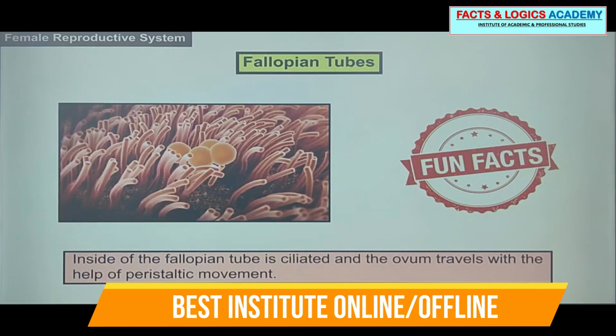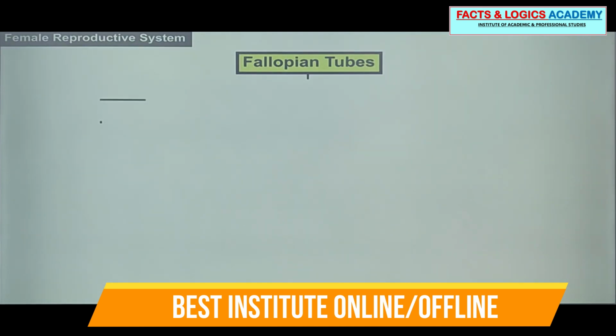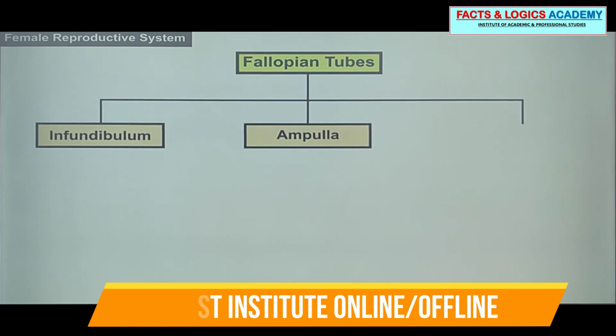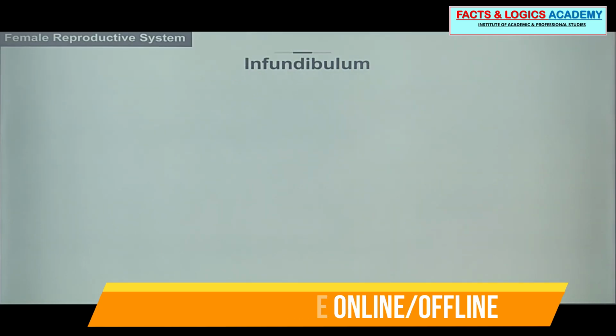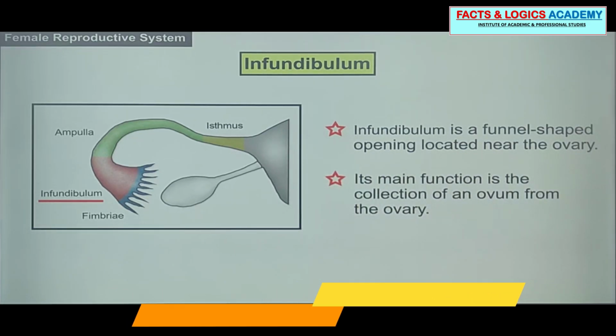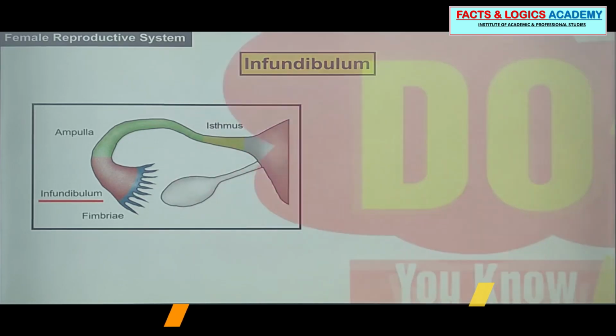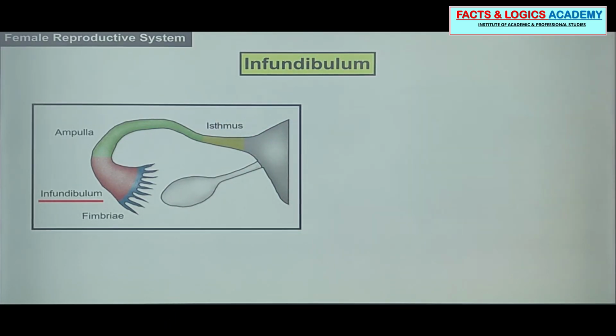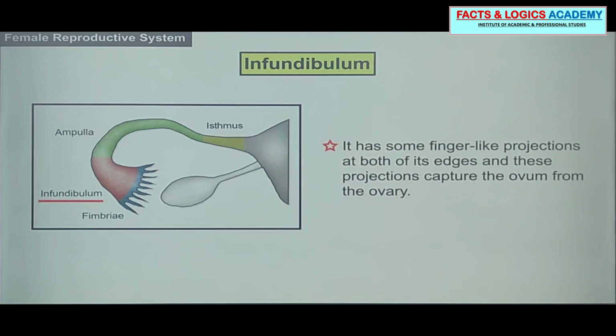So, now let us have a closer look at the different parts of this tube, or the oviduct. It is divided into three parts, namely infundibulum, ampulla, and isthmus. Firstly, we will look at the infundibulum. It is a funnel-shaped opening located near the ovary, and its main function is the collection of ovum from the ovary. Do you know how it collects the ovum? Well, it has some finger-like projections at both of its edges, and these projections capture the ovum from the ovary.